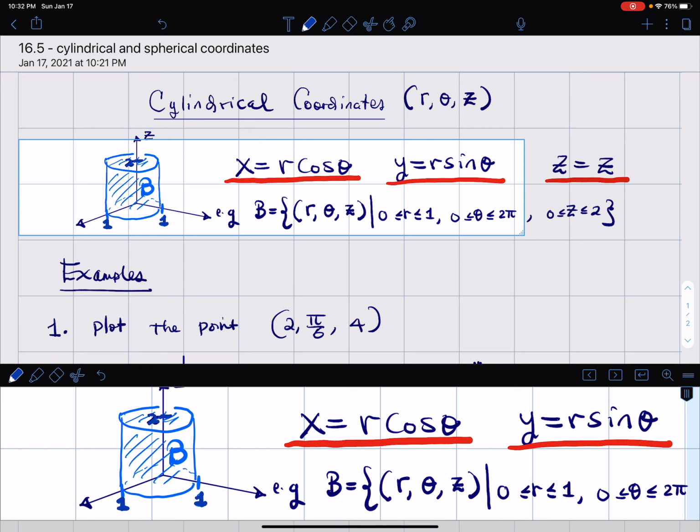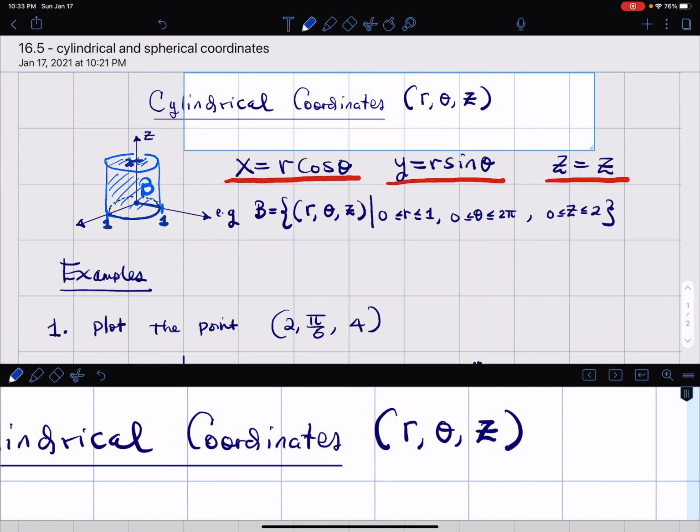So along the z-axis, it goes from 0 to 2. Remember that. And the radius goes from 0. If you want to cover the whole region, you'll be thinking of circles whose radius goes from 0 to 1. And then if you want to cover the whole circle, you're going from theta equals 0 all the way around, which is theta equals 0 to theta equals 2 pi.